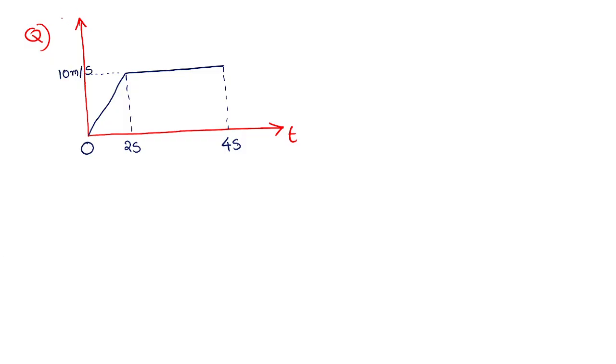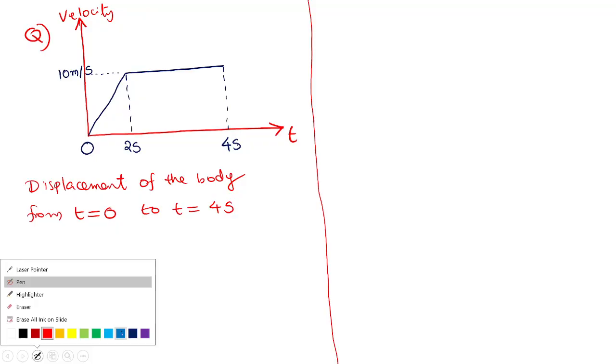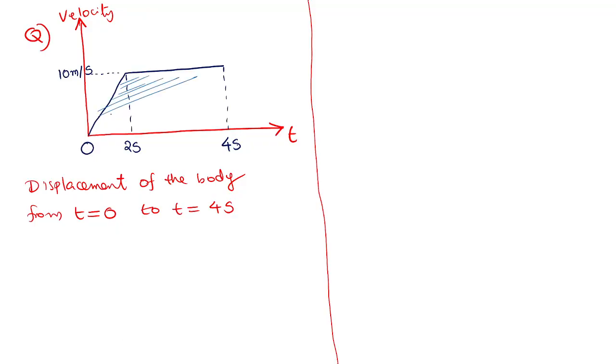Let me discuss a simple question. Okay, velocity. My question is the displacement of the body from time equal to 0 to time equal to 4 seconds. During this time interval, what is the displacement covered by the body? That is the question. It's a simple question. So tell me, the velocity time graph is given. We can find out the displacement by just finding the area. Understood? Area under velocity time graph, this one.